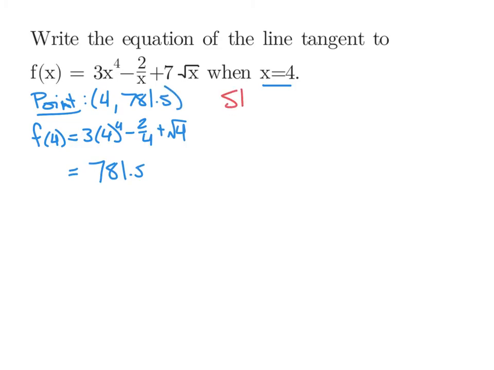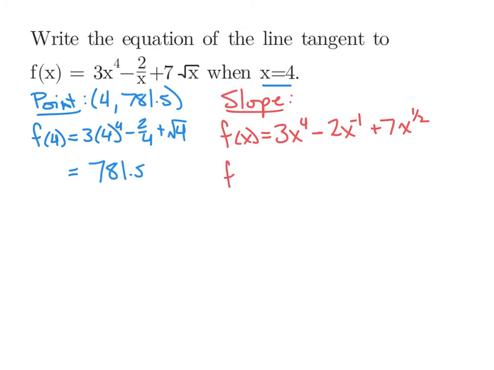Next, we need to find the slope of our tangent line, which of course is going to be the derivative. Before I find the derivative, I'm going to rewrite our original function as a sum of power rules. So we'll have 3x to the 4th, then we'll subtract 2x to the negative 1 plus 7x to the 1/2 power. Now we can use our power rule, constant multiple rule, and sum and difference rule to find what f prime of x is.